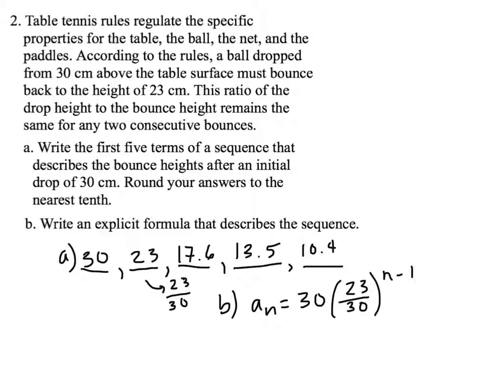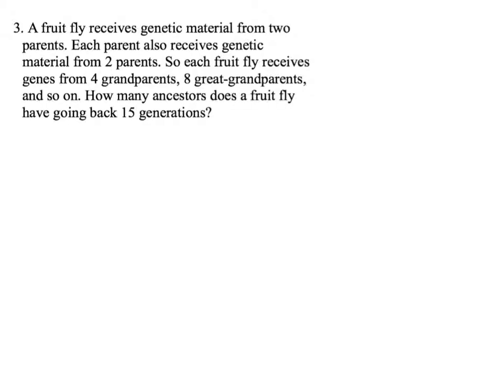Okay? Third problem. A fruit fly receives genetic material from 2 parents. Each parent also receives genetic material from 2 parents. So each fruit fly receives genes from 4 grandparents, 8 great-grandparents, and so on. How many ancestors does a fruit fly have going back 15 generations? So we've discovered, or we've seen that powers of 2, that grows very quickly. So this is an interesting sequence to think about.